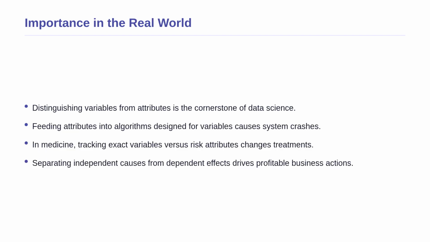Now that we have calculated expected frequencies, let us zoom out and understand why this entire topic matters in the real world. Understanding the distinction between variables and attributes is the absolute cornerstone of data science, medical research, and business analytics. If a software engineer accidentally feeds categorical attributes into a machine learning algorithm designed for continuous variables, the system will crash or produce garbage predictions. In medicine, knowing whether to track a patient's exact blood pressure as a variable or their risk category as an attribute determines how a doctor prescribes medication. It is about using the right tool for the right data.